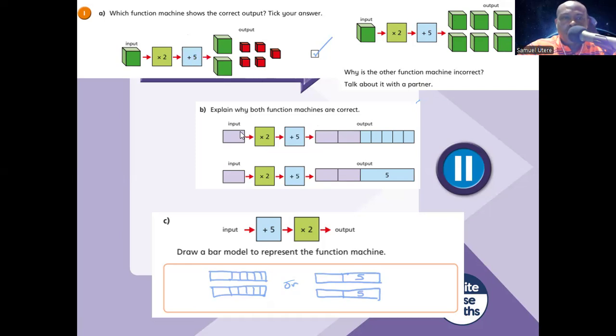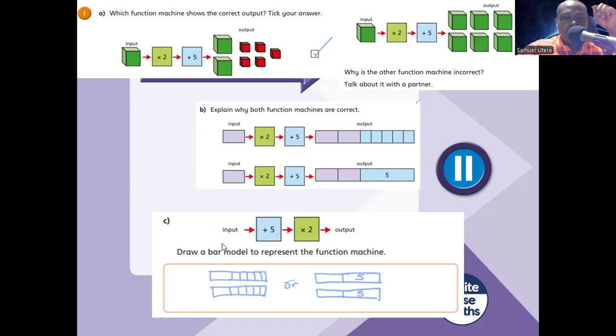Here we're told to explain why both function machines are correct for B. Now, for B, you can see that here we have an input. We've doubled it, so that should be right. And then we're adding 5. So you can see the different colored blocks. It's like adding 5, of which one of these little blocks is 1 unit. Or we can just add a whole block as 5 units. So both of them are correct.